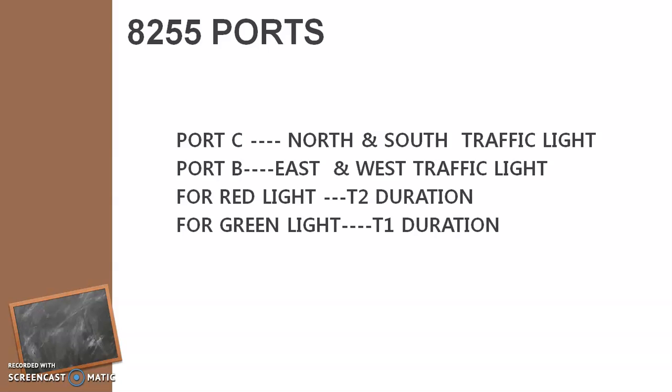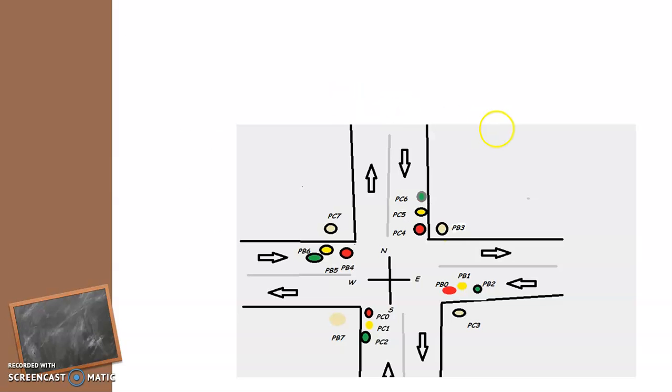Next, 8255 ports. To explain this traffic light controller, I am going to choose port C and port B for traffic light signals. So port B and port C are used for the traffic light signals, and the red light and the green light will have different on time and off time.